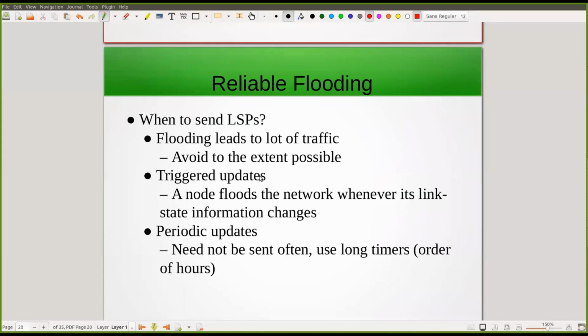Now, as I said, it is flooding. If I always flood this link state packet, it is going to create a lot of problems in the traffic. So that's why we do not send or flood this link state packet every time. There are two scenarios when I need to send the link state packet. The first scenario is the periodic update. So what is a periodic update?